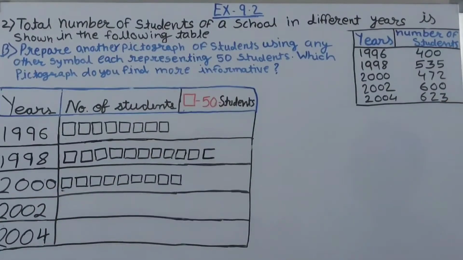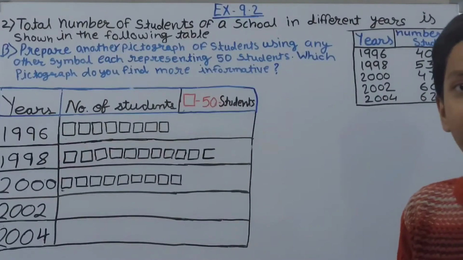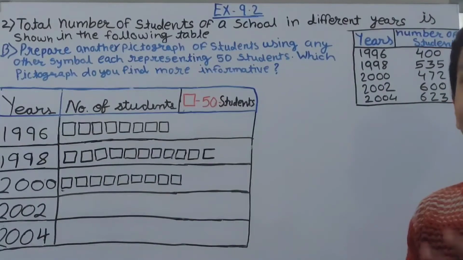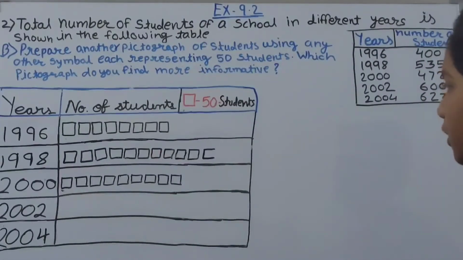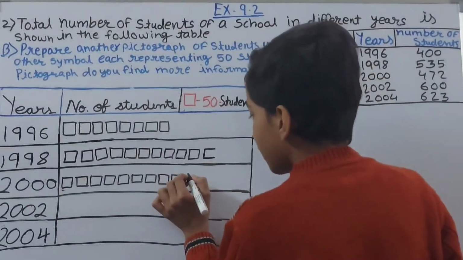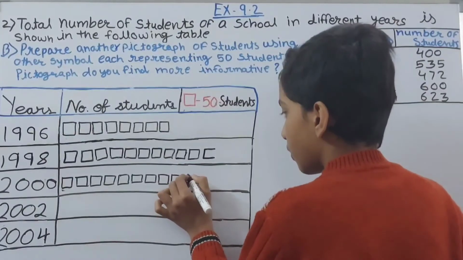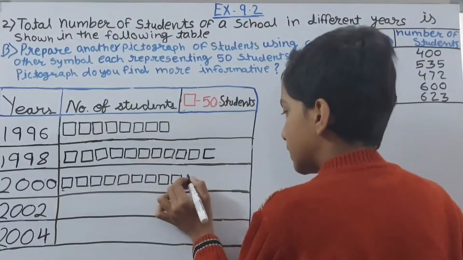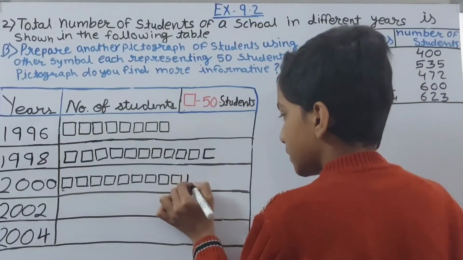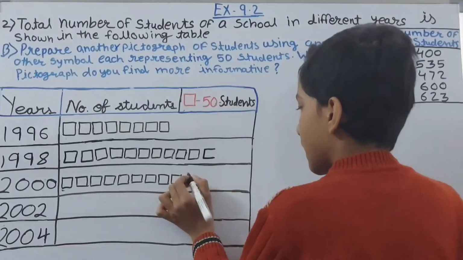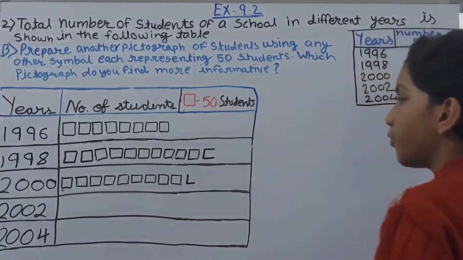But friends, now over here when we have subtracted 450 from 472, we are left with 22 students. So simply we can remove two sides of our square. So let's make this like this. Okay, as you can see, two sides are removed from our square.